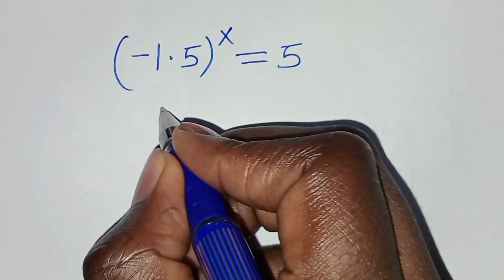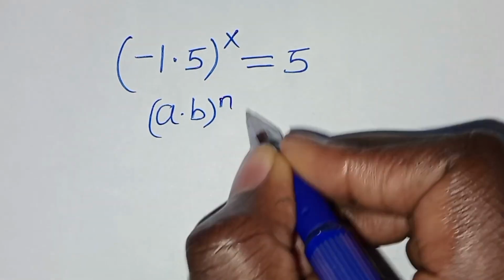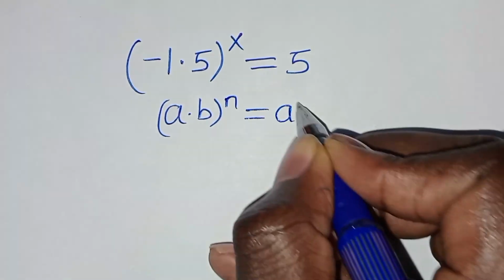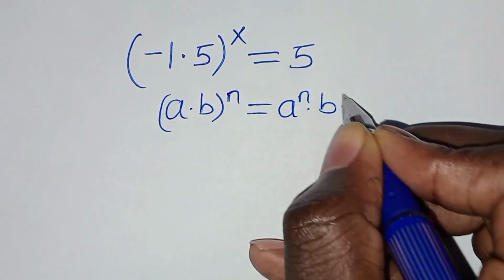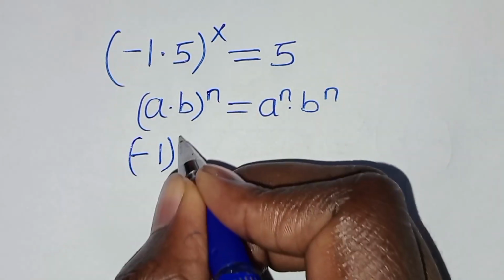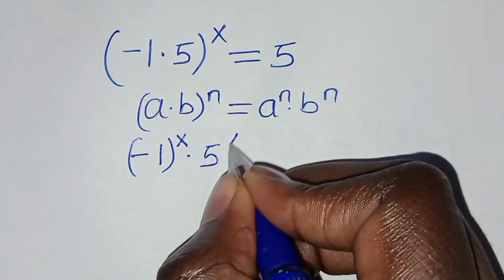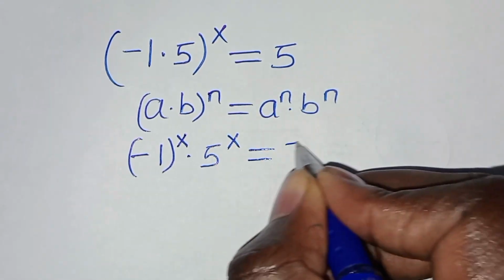This is in the form of a times b raised to power n, which you can express as a to the power of n times b to the power of n. So here we have minus 1 raised to power x times 5 to power x. This is equal to 5.